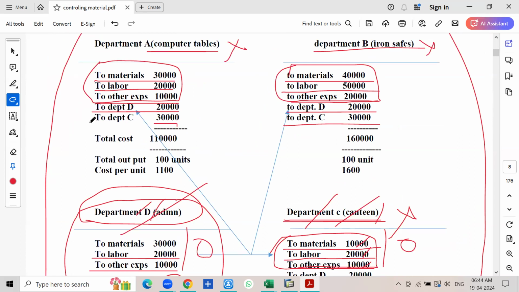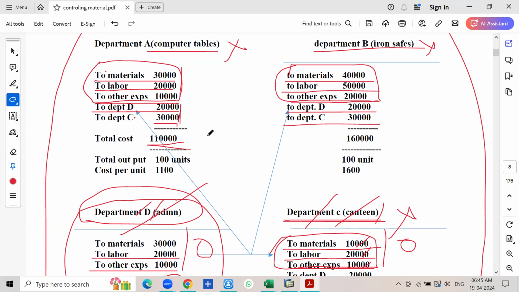So what is the total cost of department A? 1,10,000. See, materials, labor, other expenses. These are the direct expenses, right? Then department A again has got the cost from department D and department C. This is called indirect cost. So these three are direct cost and these two are indirect cost. Indirect cost means overheads. So the total cost of department A is 1,10,000.